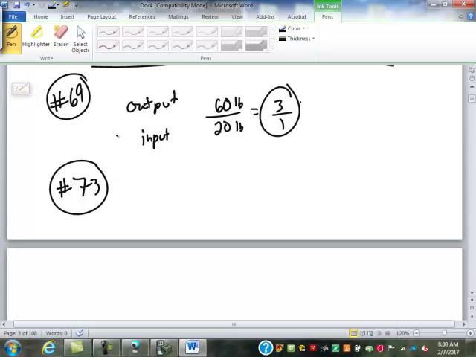Number 73. We're going to lift with a lever here. We've got 280 newtons. That's just a unit of force. And we are going to push with a force of 35 newtons.